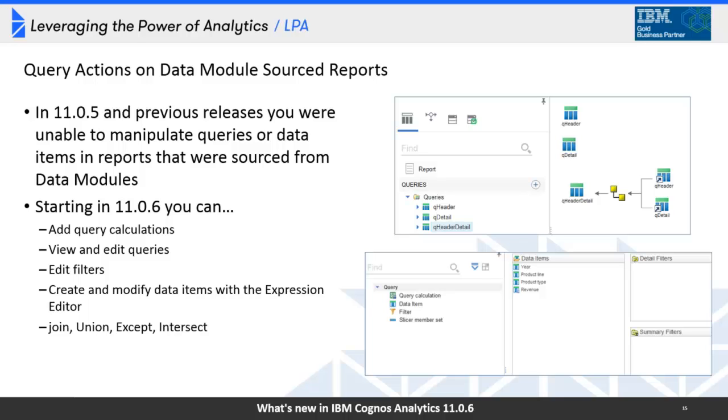It really puts the two metadata objects that you can use to source a report on par with each other. So you can add query calculations now. You can edit your queries. You can edit filters within those queries. You can join. You can union. So you can use the expression editor on your data items.